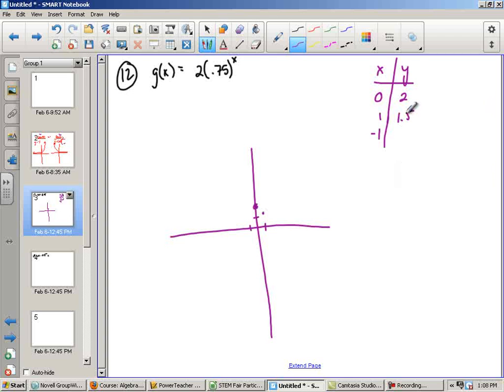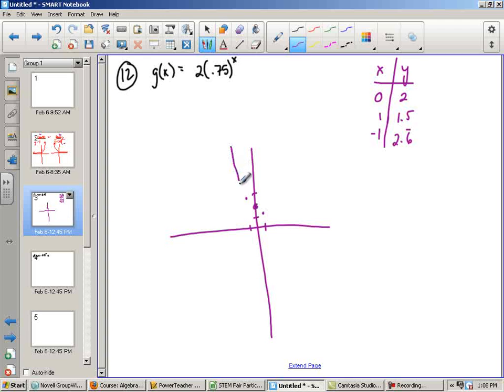Right here, the distance between 2 and 1.5 is only 0.5, so we'd like to get a bigger gap there. So I'm going to take, in my calculator, 2 times 0.75 raised to the negative first power. Negative first power flips fractions upside down; that's really all it does. I end up with 2.6 repeating. This is a 0.6 versus a 0.5. It may not seem like much now, but it's going to work out a lot better in the long run. So I'm going to come over here and put that point.